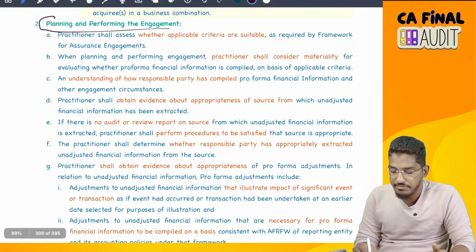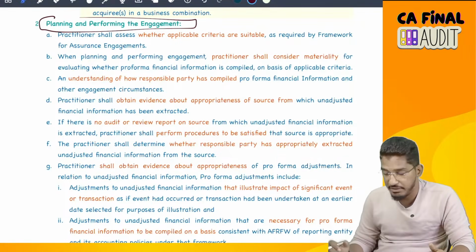And you have to plan and perform the engagement. Finally, you should plan your engagement, and you have to perform your engagement.